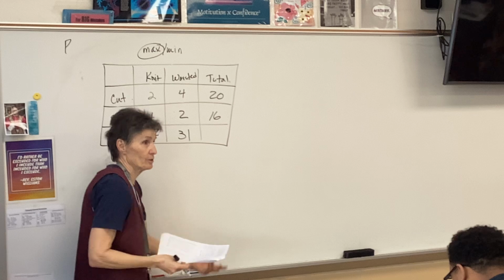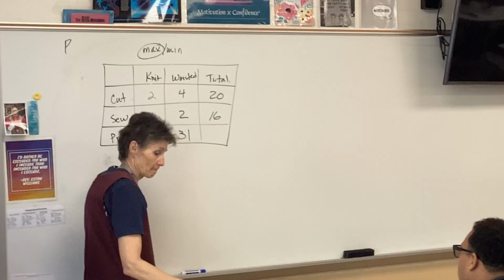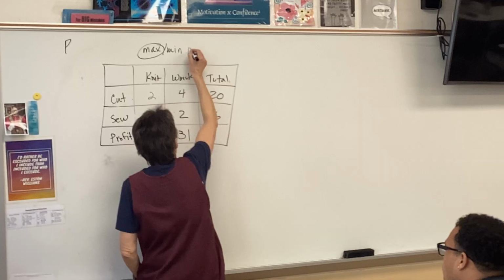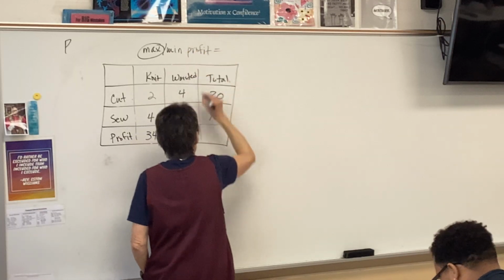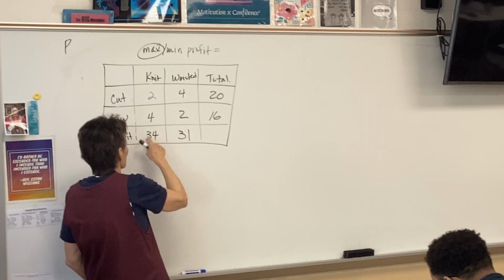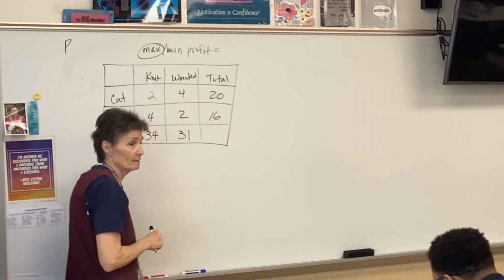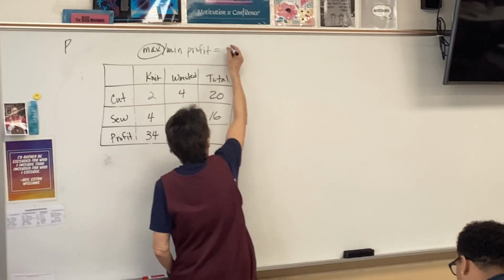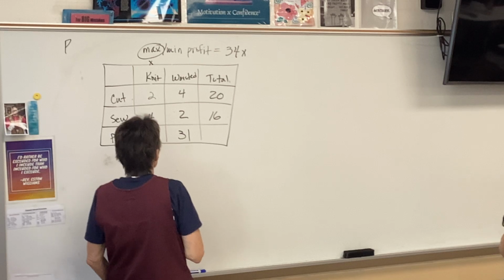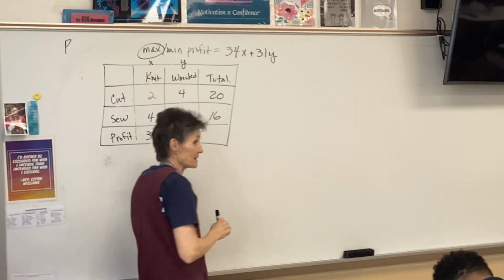How do all those numbers look to you? Pretty straightforward. Getting in the chart. What am I maximizing? Profit. And how is my profit being calculated? $34 for every knit. Well, what am I gonna call knit? X. So 34 X's, I'll put it up here. Knit is my X's, plus 31 Y's. That's how I'm gonna calculate my profit.